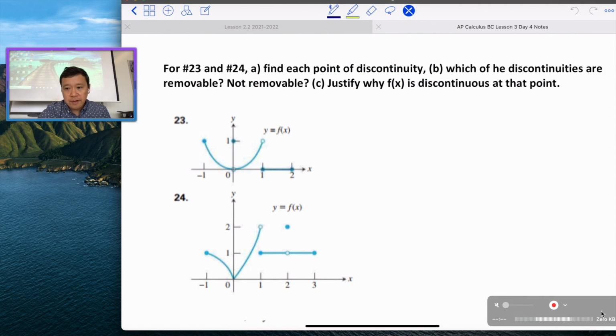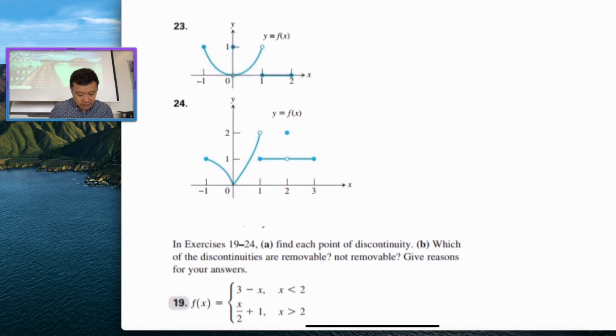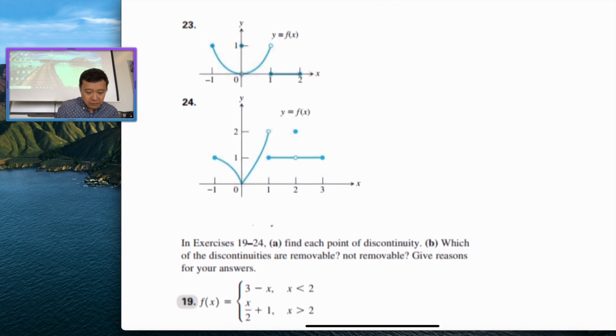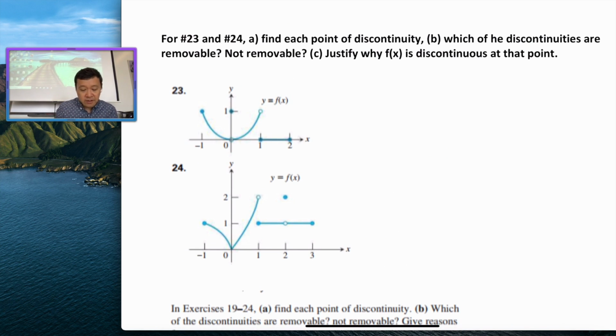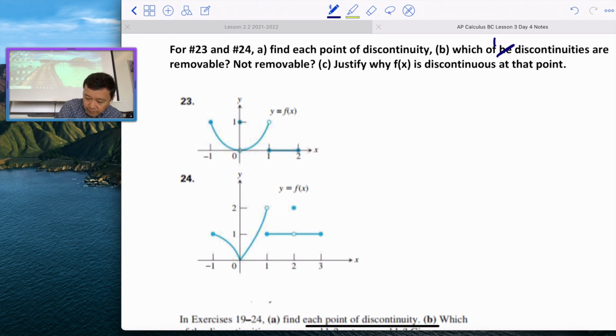All right, so let's take a look at some examples. Some practice problems here on your own. This is not necessarily an assignment, but optional practice and examples for us to revisit this concept of continuity. For 23 and 24, find each point of discontinuity. Pretty easy to find, right? Part B, which of the discontinuities are removable and which ones are not removable? I see a typo there. And part C, justify why f of x is discontinuous at that particular point.